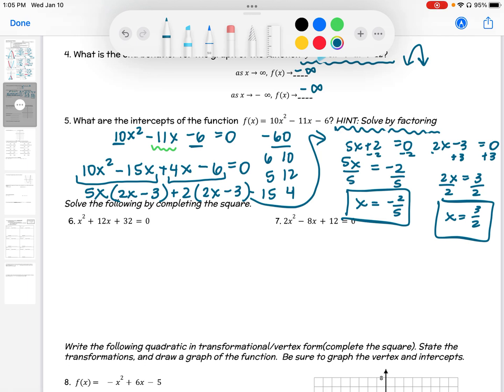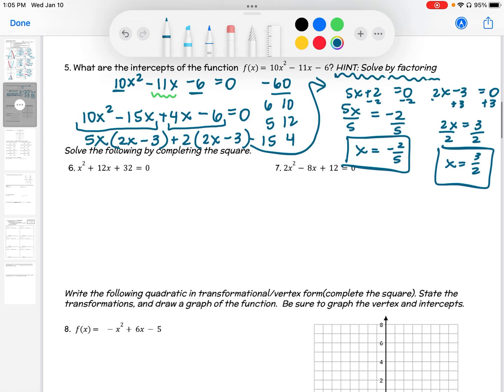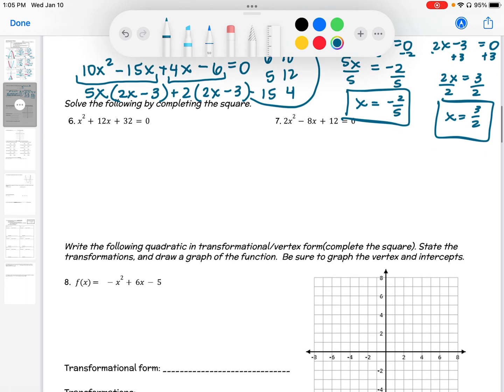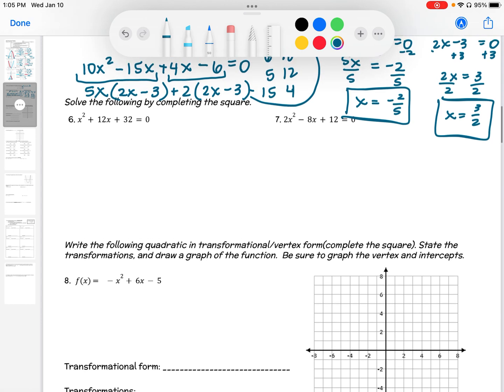So remember, solutions, x-intercepts, roots, and zeros, they all mean the same thing. Okay, so completing the square, I think, is where a lot of people struggle. It is completely different than what we normally have done, so it's pretty much the only thing in this unit that's brand new. So let's go ahead.